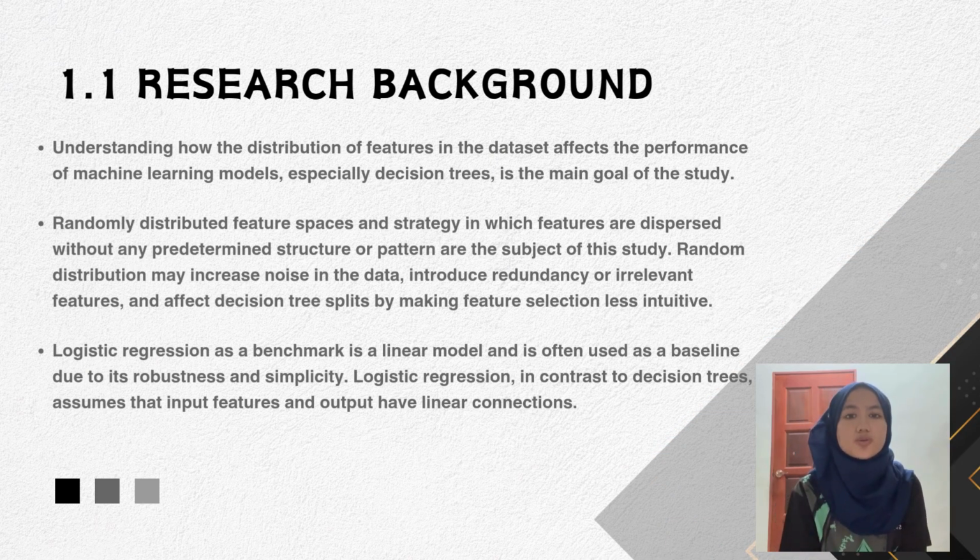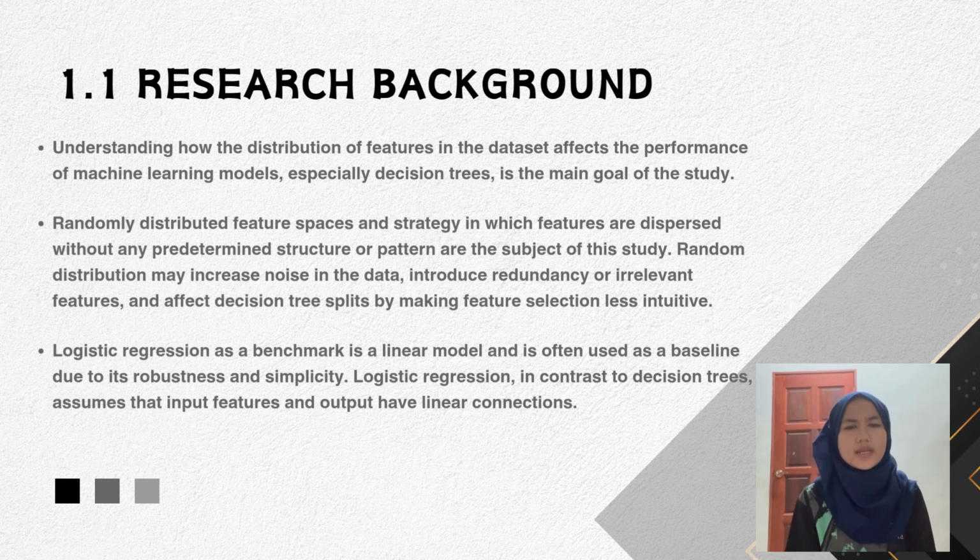We continue to chapter 1, research background. Understanding how the distribution of features in the dataset affects the performance of machine learning models, especially decision tree, is the main goal of the study. Randomly distributed feature space, a strategy in which features are dispersed without any predetermined structure or pattern, is the subject of this study.